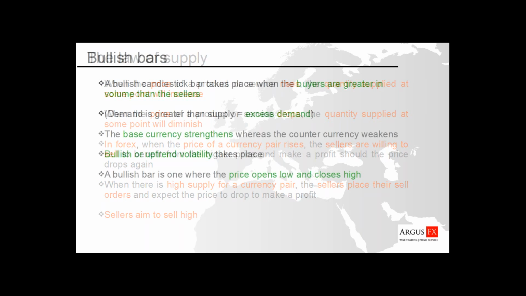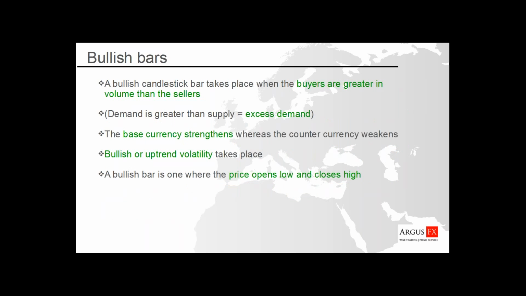Let's see now what we mean by bullish and bearish bars, and then we're going to see an illustration on the charts. A bullish bar is a situation where buyers are greater in volume than sellers. In other words, we have the so-called excess demand. Demand is greater than supply in the scenario of a bullish bar.